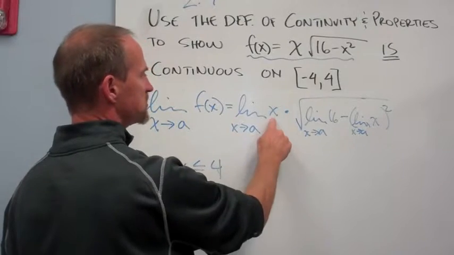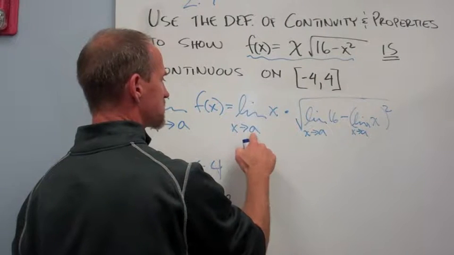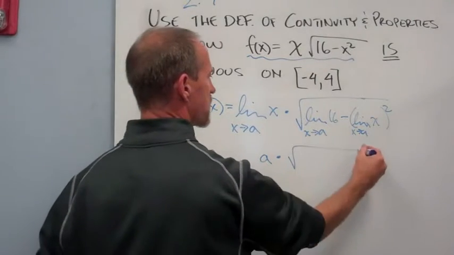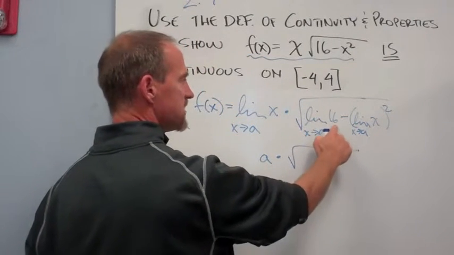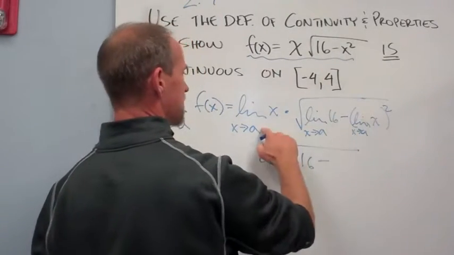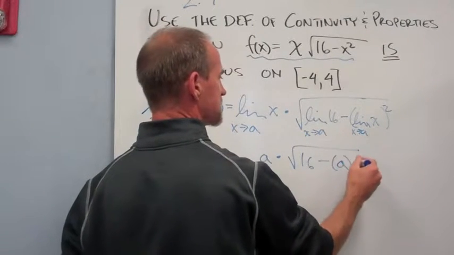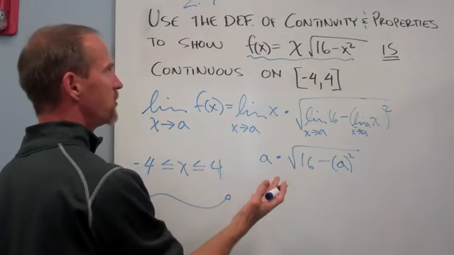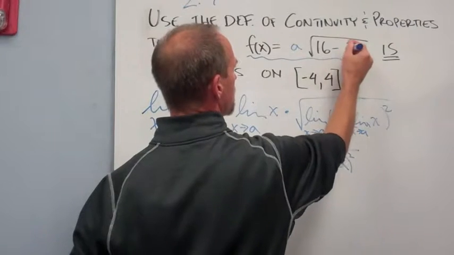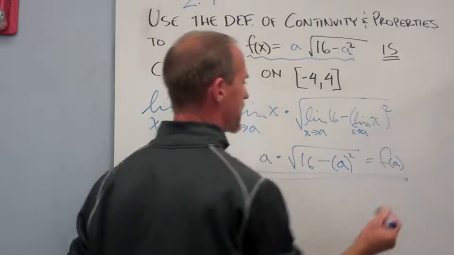Well, the limit as x approaches a, if you go back one video ago, is always going to equal a. X gets closer and closer and closer to a, so the limit of x is a, times the square root of, well, as x gets closer and closer to a, 16 stays 16. That's what constant means. The limit as x approaches a of x is a, and then this is squared, all right? Well, lo and behold, that's exactly the same thing as if we just substitute in a up here. So this is equal to f of a. So that's the critical thing we're trying to show.